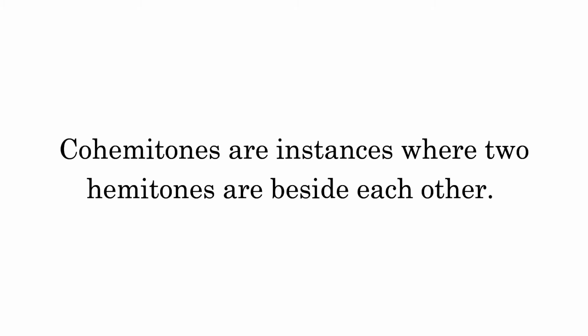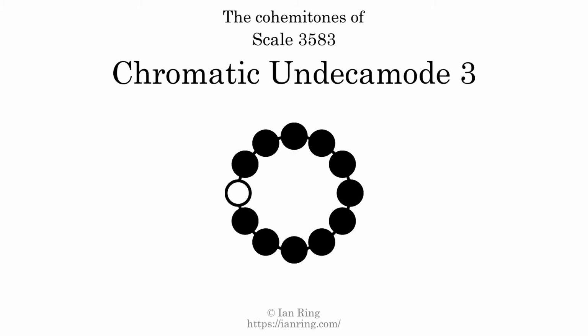Cohemitones are instances where two hemitones are beside each other. This scale has 9 cohemitones. They are at positions here, here, here, here, here, here, here, here, and here.